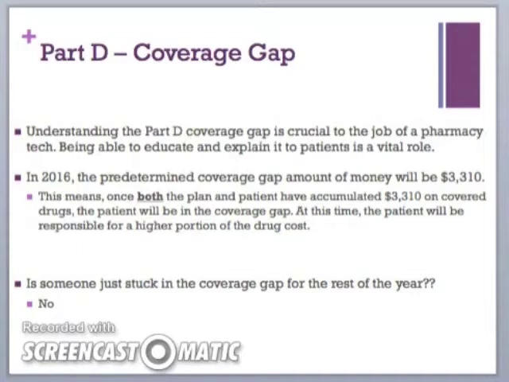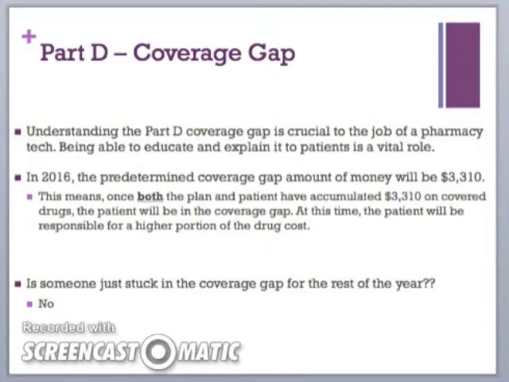For 2016, the predetermined amount of money that the patient and plan must pay to get to the donut hole will be $3,310. Meaning, once both the plan and member have together accumulated this number, $3,310, on prescription drugs, then the patient will have to start covering more of the cost. This oftentimes catches members by surprise, and this will be where you can explain to them about why their medication suddenly costs so much.